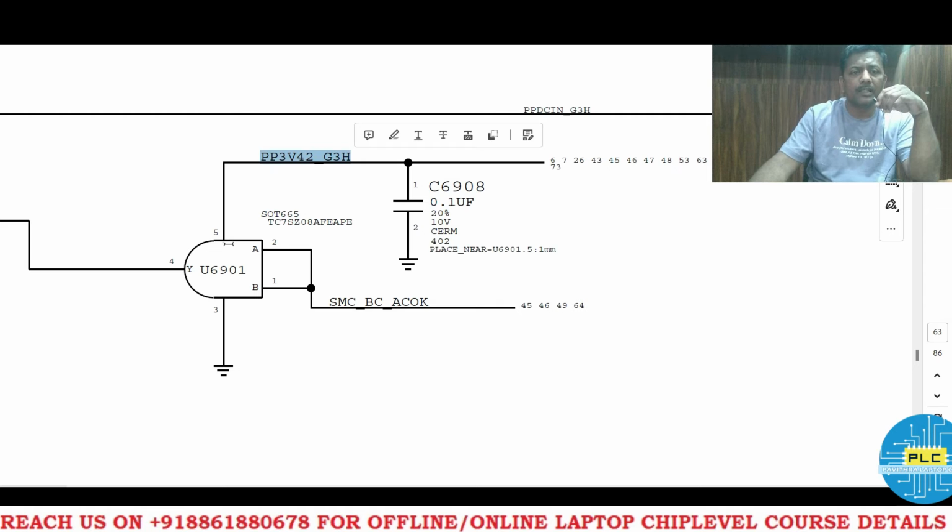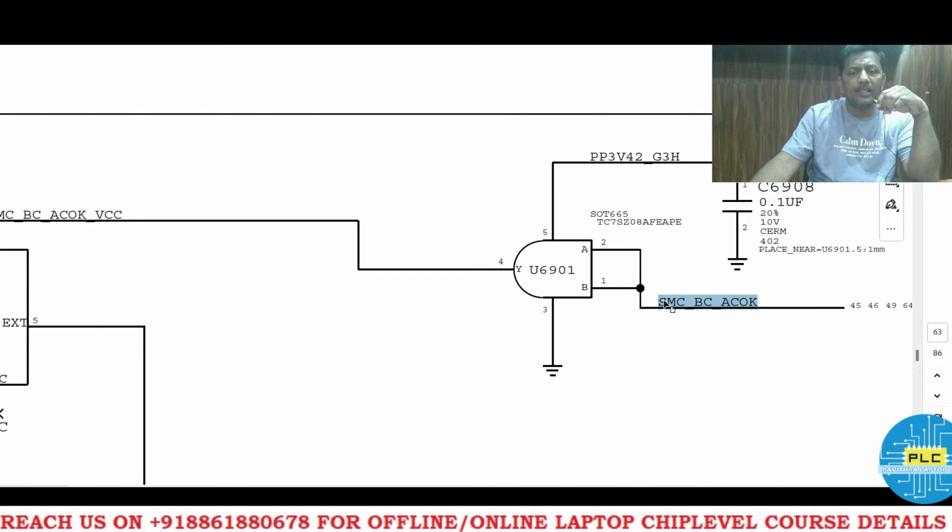Here is the supply to this AND gate. What are the characteristics of an AND gate? If inputs A and B are both high, then the output will be high. If either A or B is low, then 100% the output will be low. Here A and B are shorted, meaning both are the same input. It's coming from SMC, BC, AC. If it is high, then pin 4 will be high. If it is low, here also low.